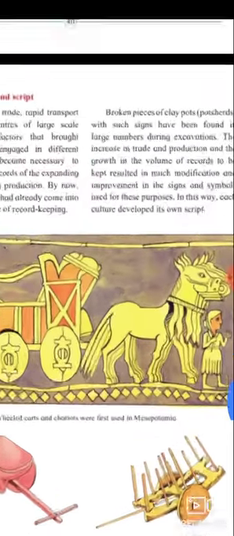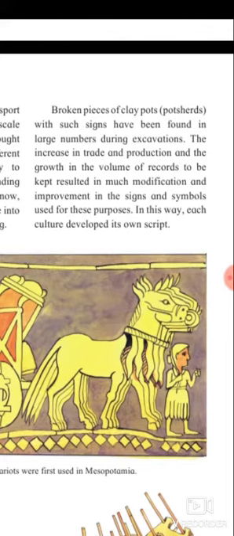Broken pieces of clay pots with such signs have been found in large numbers during excavations. The increase in trade and production and the growth in the volume of records to be kept resulted in much modification and improvement in the signs and symbols used for these purposes.